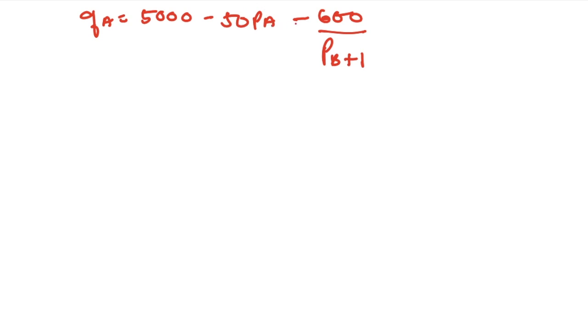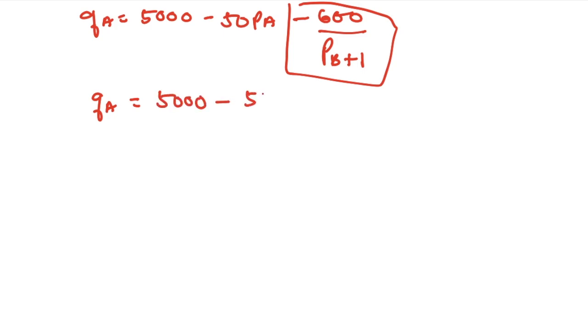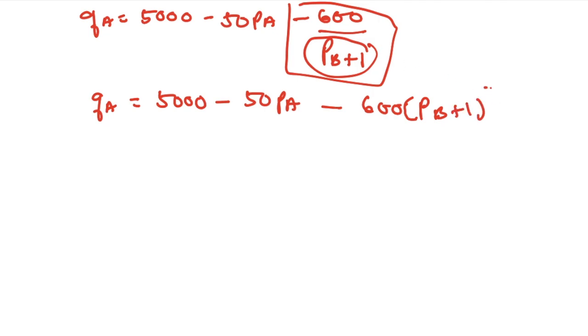Okay. You see this one, we have a fraction. Usually when I was a student, to avoid mistakes, I rewrite QA first as this: 5,000 minus 50 PA minus 600 in bracket. I make the denominator the same line with 600, then PB plus 1, because it's power 1, then it becomes minus 1. Then once I wrote it this way, I start to differentiate it.